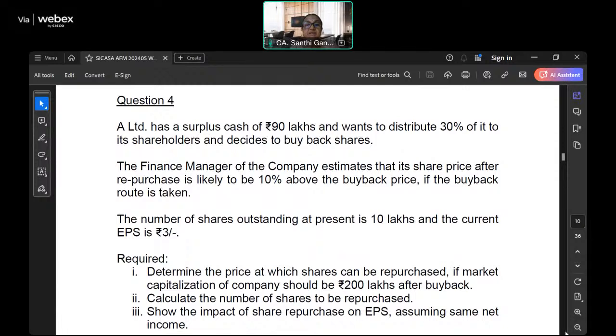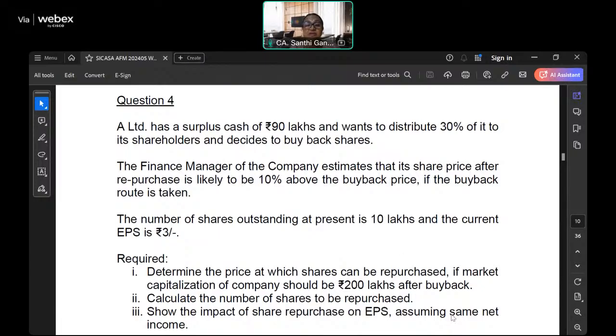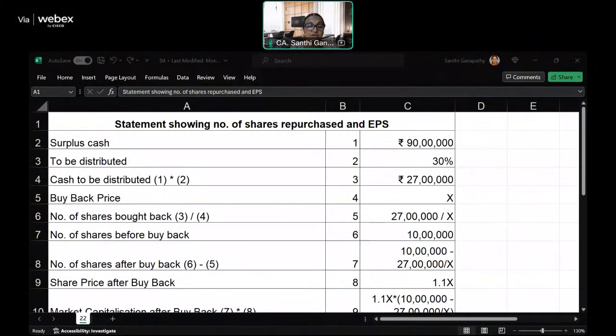What does the problem say? There is a surplus cash that can be distributed. They plan to distribute 30%. So what is the cash to be distributed? They have asked you to find the buyback price, the price at which shares can be repurchased. I don't know that, so I will take it as X. You know the amount to be used for buyback. Therefore, you can frame an equation and solve.